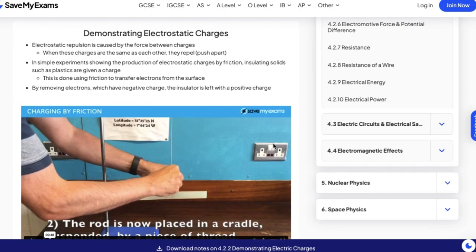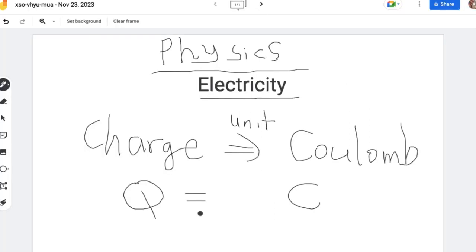So we've looked at demonstrating electrostatic charges. So the first part, we are doing electrostatic charge, okay? So electrostatic repulsion is caused by what? The force between the charges. Actually caused by the forces between the charges. When these charges are the same, then they will repel each other. They will push each other apart.